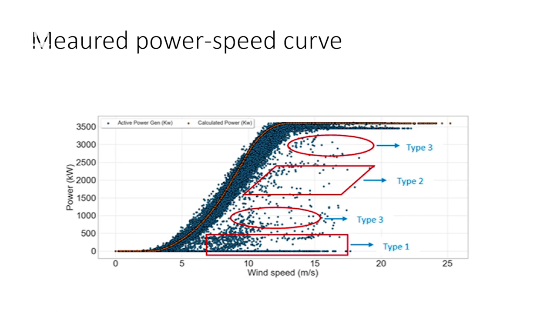Probably curtailment, that's true. And what is happening on type 3? This is dispersed everywhere. Probably sensor error, maybe something else, but probably your sensors are erroneous. So the question is, you still want to get a prediction, so how would you go about it?